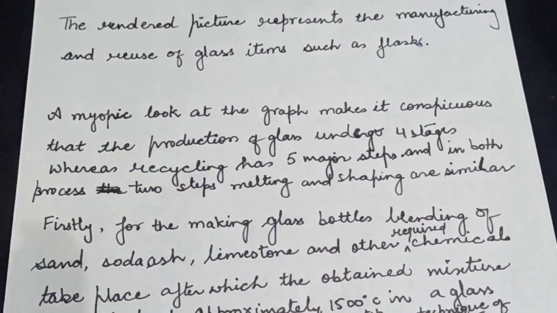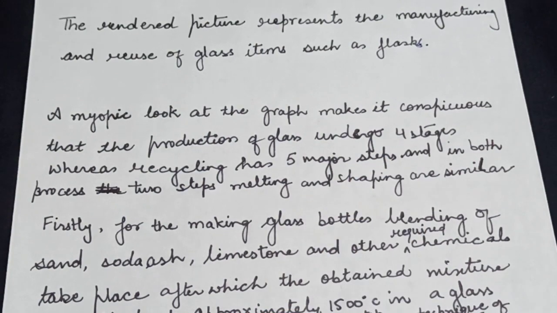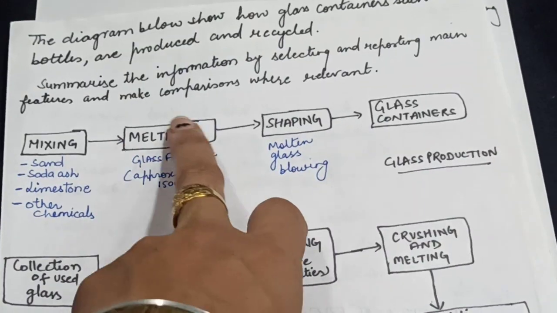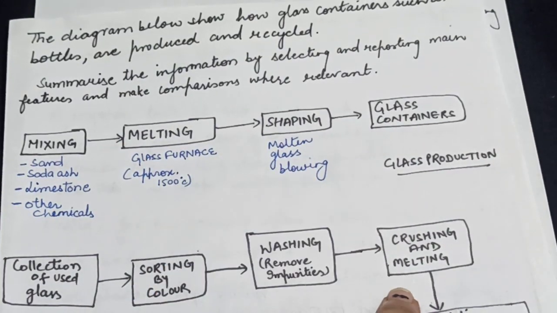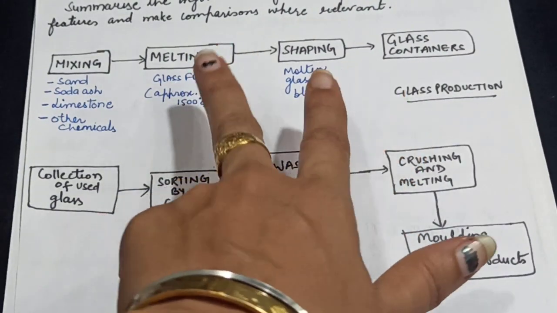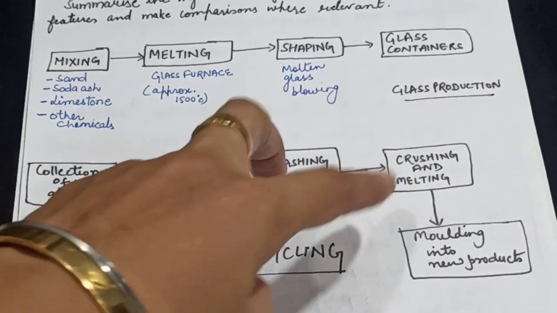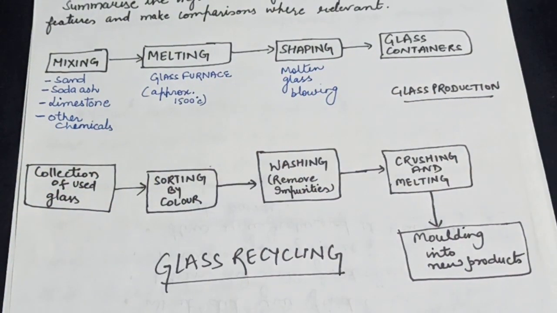In these 2 processes, the 2 steps are similar, melting and shaping. Let's have a look. See, here melting is taking place and shaping. Here also melting is taking place and molding. Molding means shaping. So these 2 steps are similar in the two processes, glass production and glass recycling.